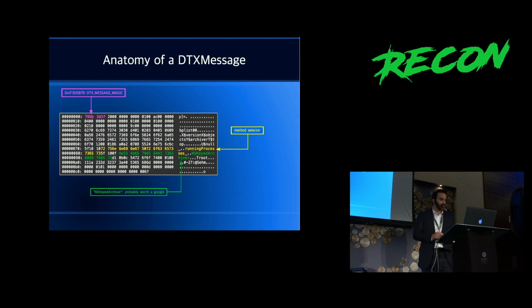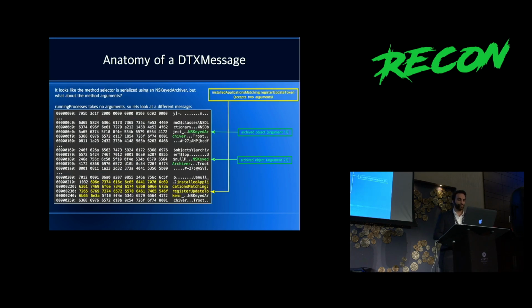The first thing we notice is that the first D word is a value that shows up all over the server's code. This is a magic value that signifies the beginning of a serialized Objective-C message. That's a great sanity check for us. And here we have our running processes selector showing up, surrounded by a bunch of junk that we don't understand. But we do find another clue, and that is the string ns-keyed archiver. Another quick Google search tells us that this is just a class designed specifically for serializing Objective-C objects. So it looks like the method selector is being serialized with this ns-keyed archiver class.